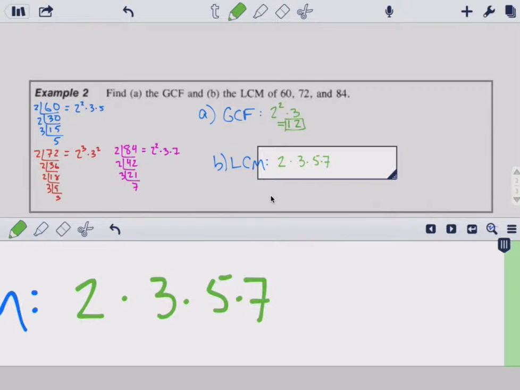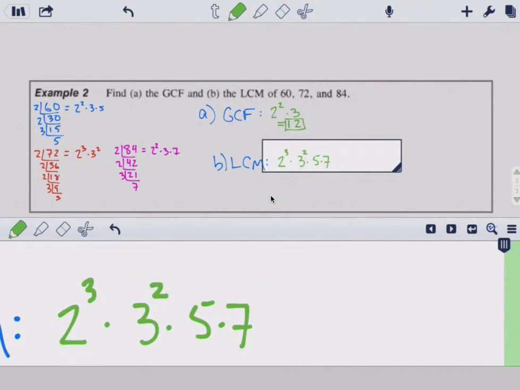Now, 2, 3, 5, and 7. That means the least common multiple, the things they all go into, would be 2 cubed, 3 squared, 5 times 7. I got 2, largest exponent, 2 cubed. 3, largest exponent is squared, 3 squared. 5 shows up once, 7 shows up once. 2 cubed times 3 squared times 5 times 7.